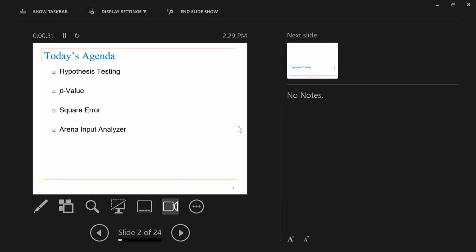But before we get into using the actual software, I want you to have some background in terms of the numbers that are going to be showing up in your analysis. These are three things that are important that I know you have seen before as part of your statistics and probability classes: hypothesis testing, p-value, and square error.